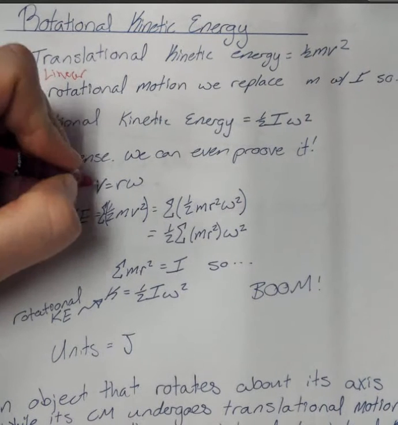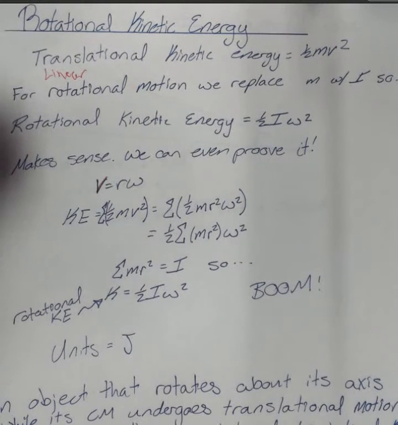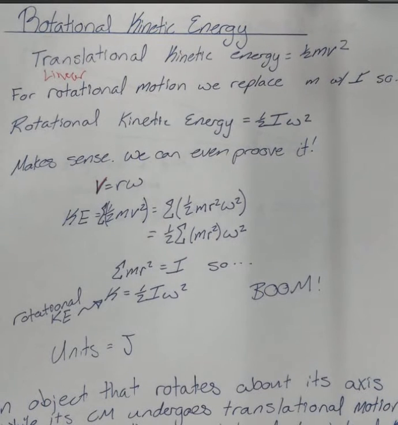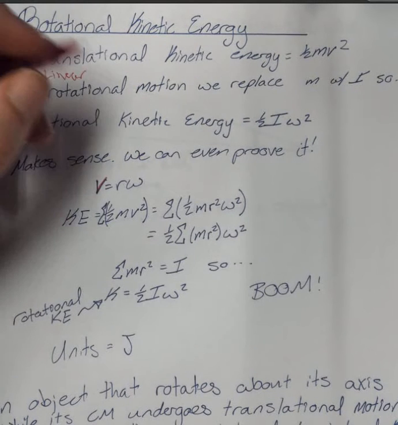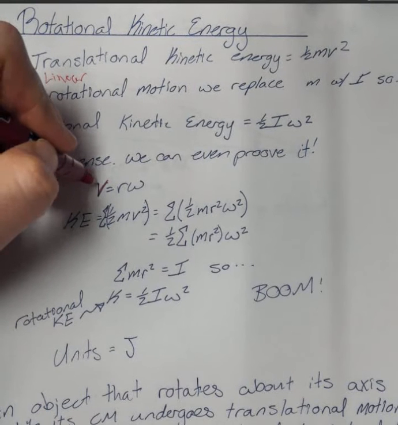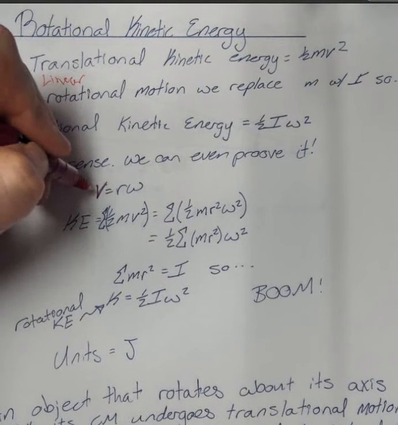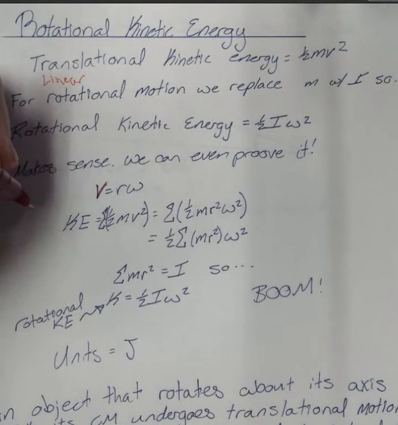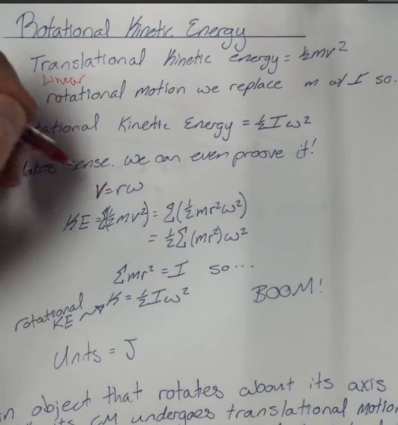Remember, when I say we can prove it's true, we've collected enough data to know that these laws actually work. Our conservation laws actually are true. Newton's laws for dynamics are true. So we know that the connection between linear and rotational velocity is v equals r omega. And so we can do some replacing.